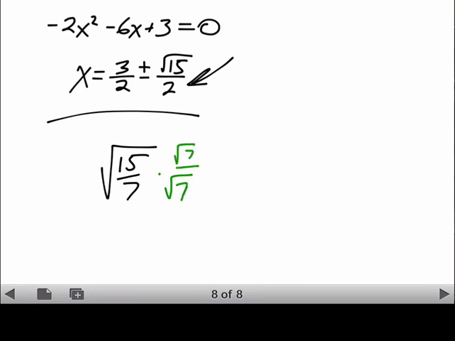So maybe by square root of 7 over square root of 7, which would then become the square root of 105 divided by 7. The point that I want to make is not only do we have to reduce fractions, but we also have to rationalize denominators as needed.